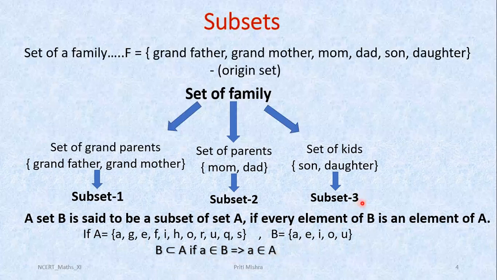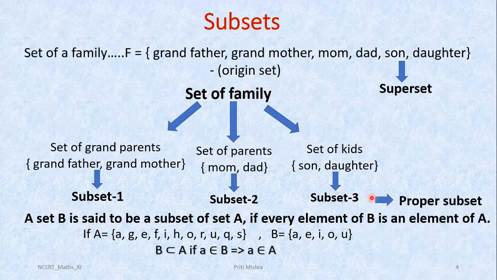So here this origin set is known as a superset, and all these subsets are known as proper subsets. Proper subset because these sets have fewer elements than the superset. That's why these are known as proper subsets. We have improper subsets also. I will explain that in the next slide.